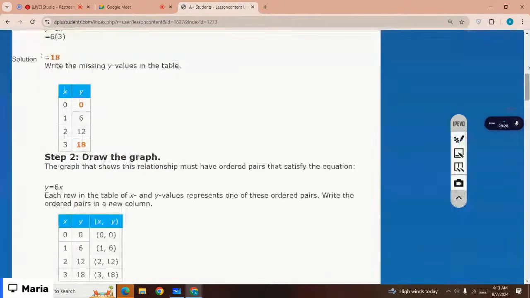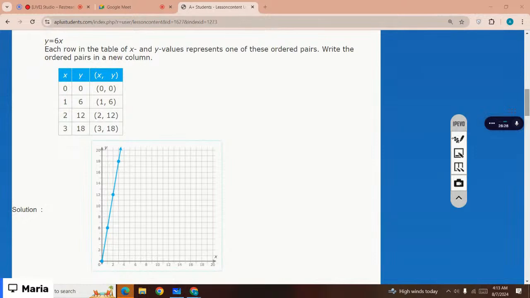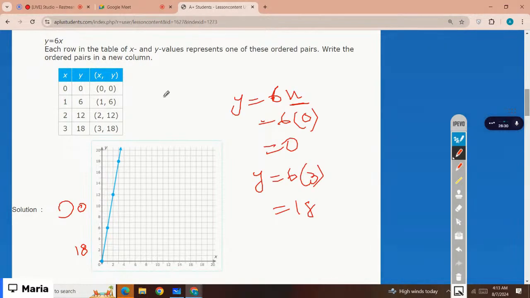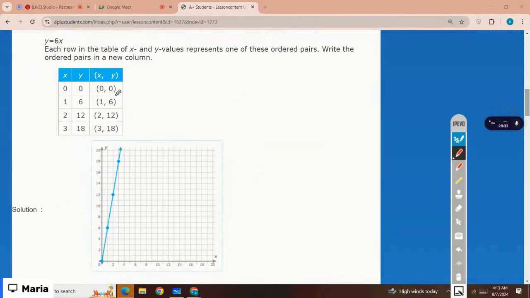You need to plot a graph now. The x and y values make a pair. That is 0, 0; 1, 6; 2, 12; 3, 18, right? So you need to plot these values. This is the first value, that is 0, 0. This is when x is 1. This is when x is 2, y is 12. And this is the value when x is 3 and y is 18. So proportional relationships always have a graph that is exactly a straight line.